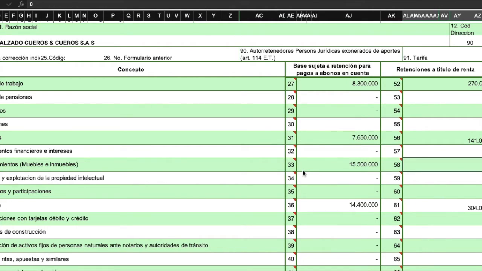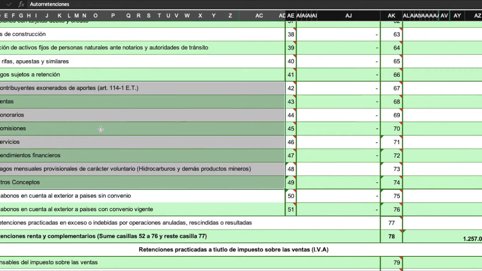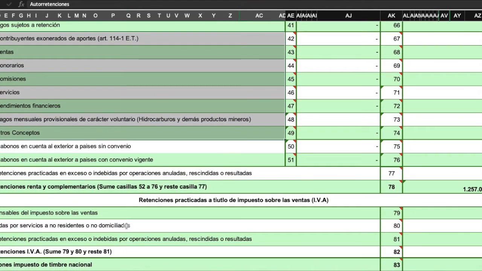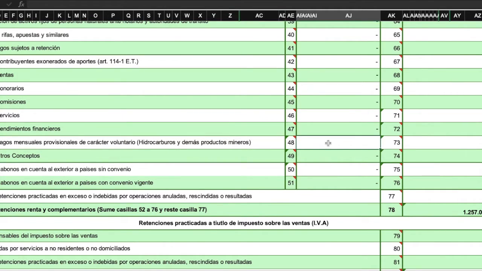Moving on to the auto withholding area, in boxes 43 and 46, you will add the number of auto withholdings made in the last month for sales and services. Those were either services or goods you offer to your customer. In our practical example, we didn't have any auto withholding amounts. Box 78 is filled out with the total amount of withholds of the last month.